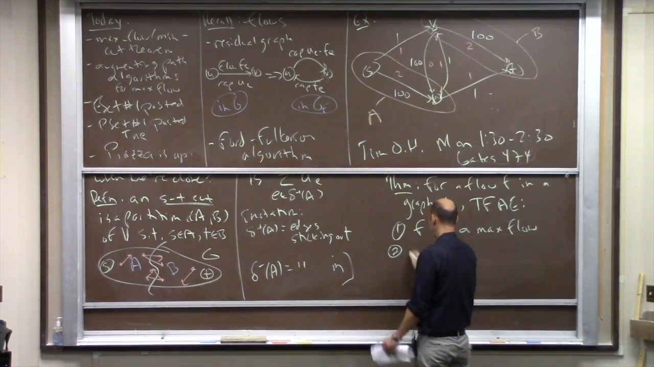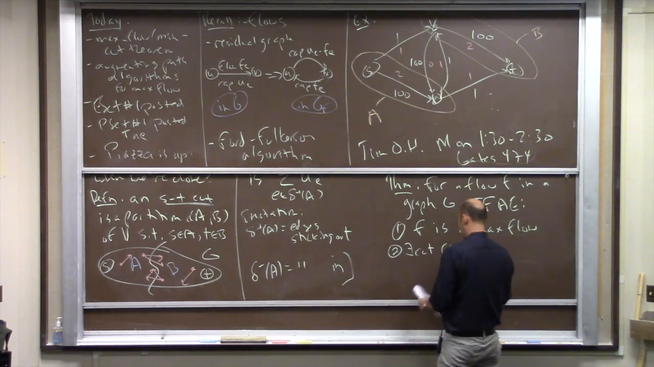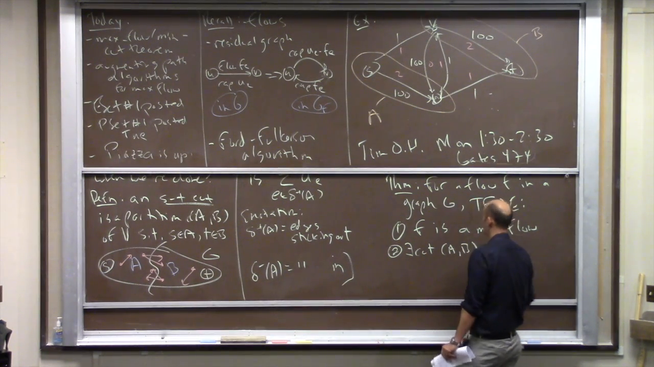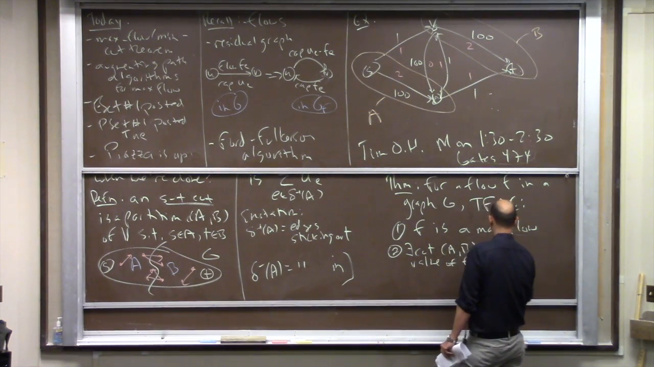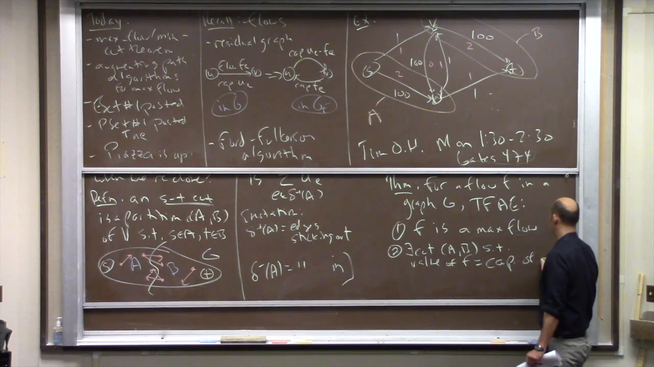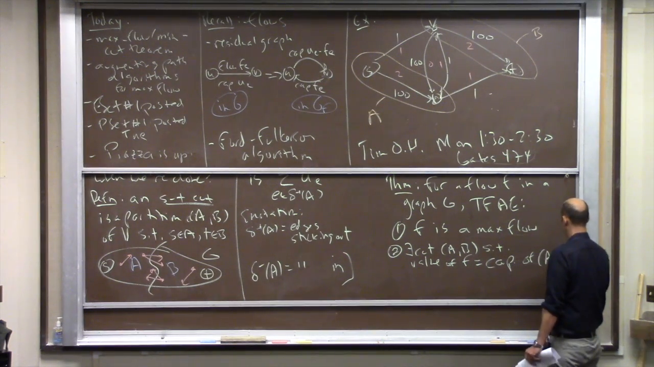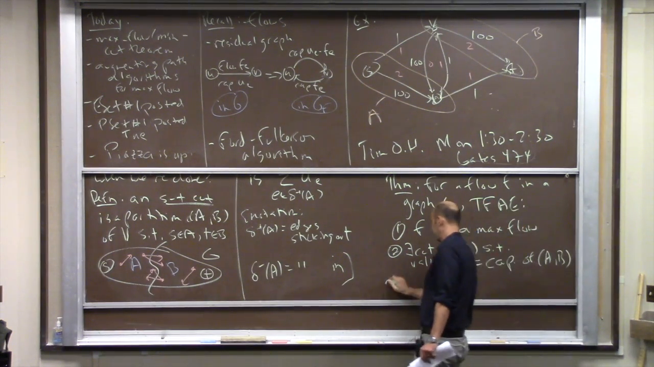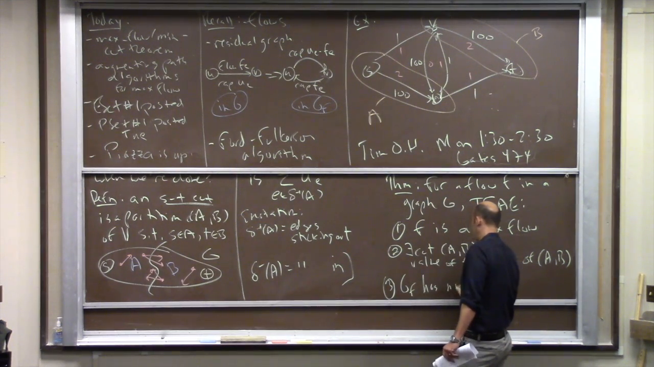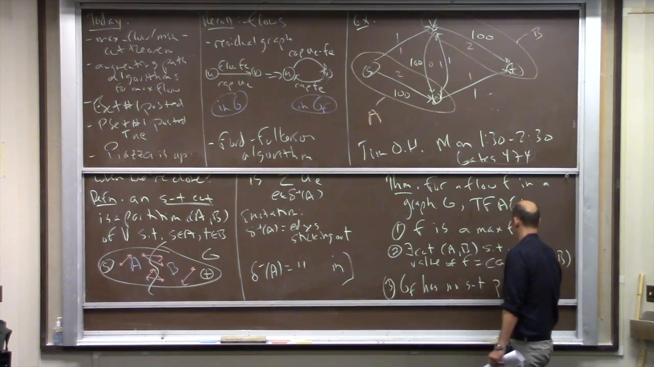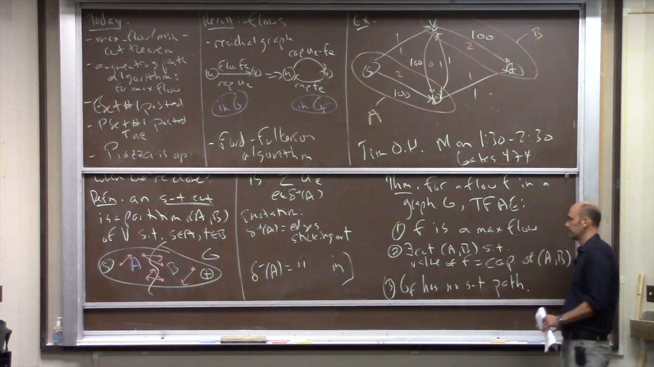Property 2, there exists an ST cut AB such that the value of F equals the capacity of the cut. And the third statement is that the residual graph has no ST path. Okay.